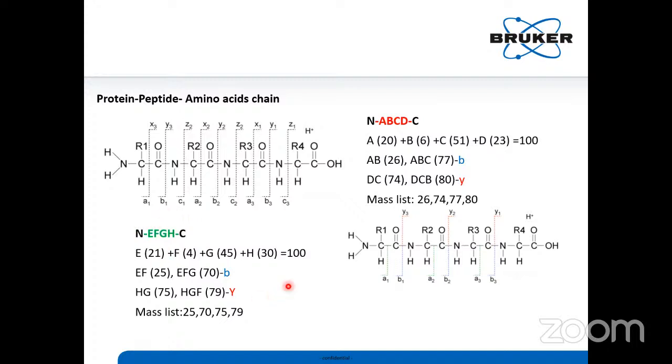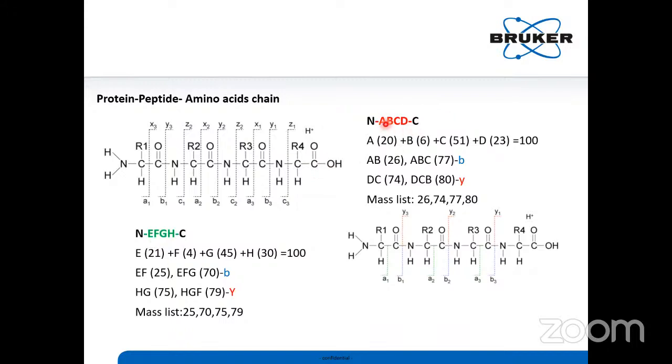Both peptides have the same molecular weight, 100 Dalton, but the amino acid sequence is different. Here 26, 51, 23, but here 21, 4, 45, 30. Completely different amino acids inside. But if I want to confirm at MS level, I can't differentiate between the ABCD peptide and the EFGH peptide. So I have to go for fragmentation.